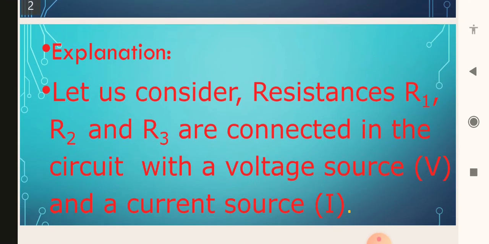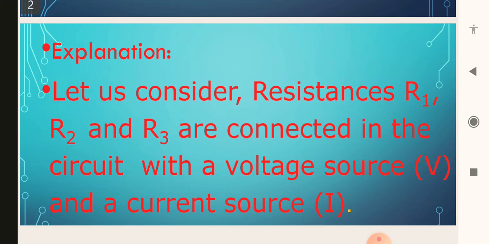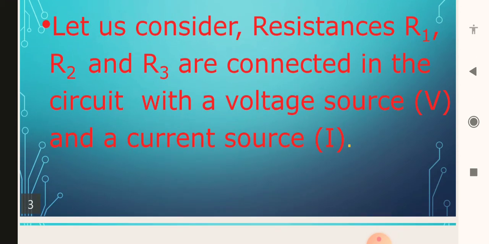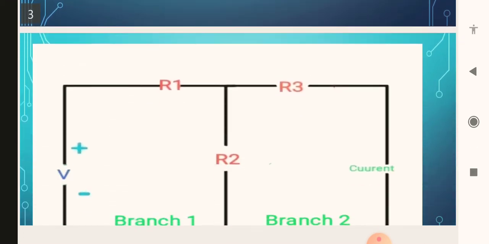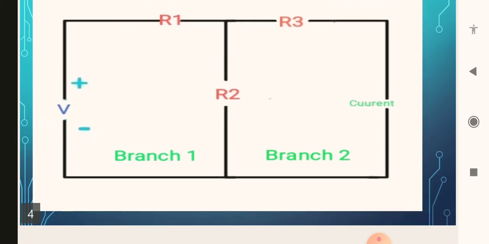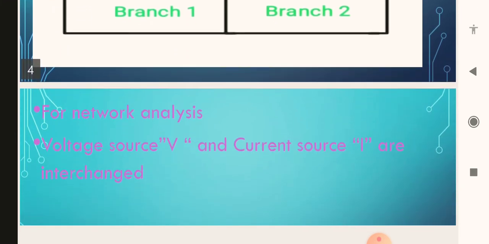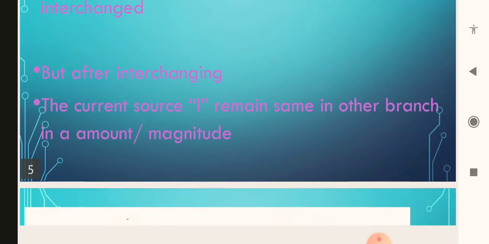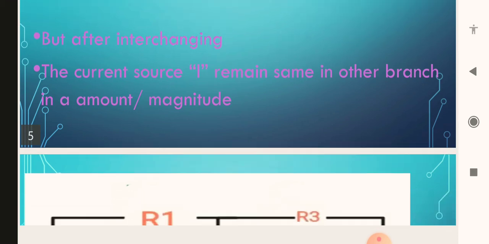Let's see the explanation. Let us consider resistances R1, R2 and R3 connected in the circuit with a voltage source V and a current I. See the figure. On the left side we have the voltage, on the right side we have the current. The left side is branch 1, the right side is branch 2. Between the voltage and current, R1, R2, R3 are connected in series and parallel. To analyze the network, the voltage and current are interchanged. After interchanging, whatever current is produced due to the voltage of branch 2 remains the same.